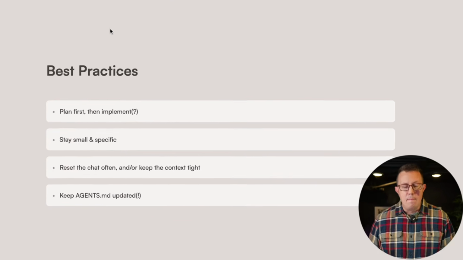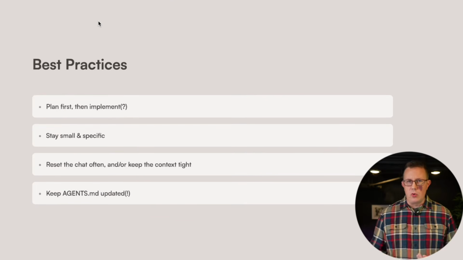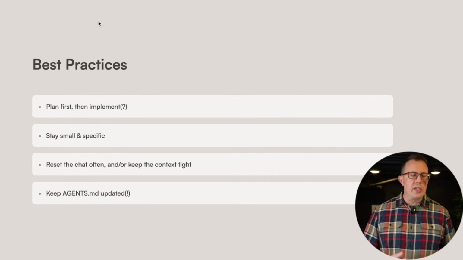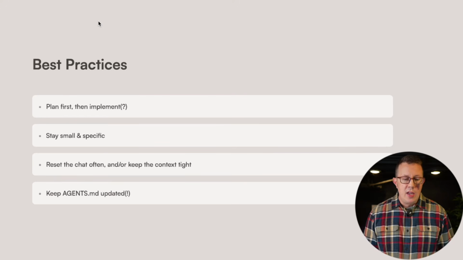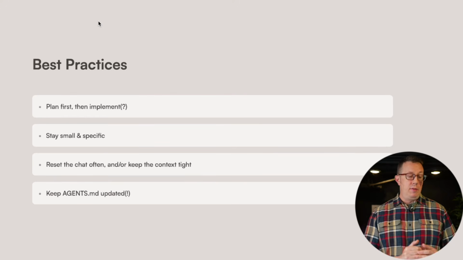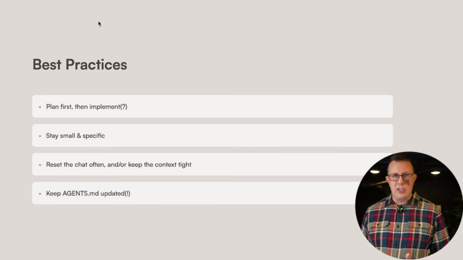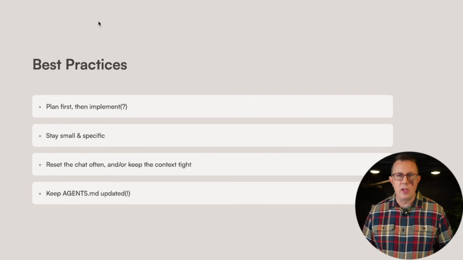So moving on, best practices. I'm going to keep this very short. This is all agentic coding best practices. Number one, I suggest plan, implement, test. It's like basic coding 101.